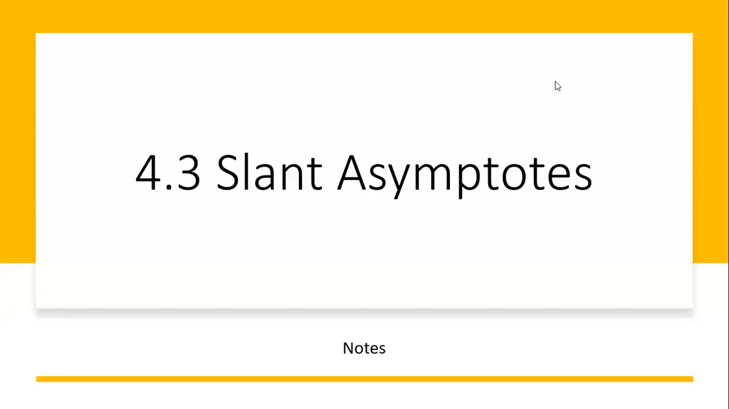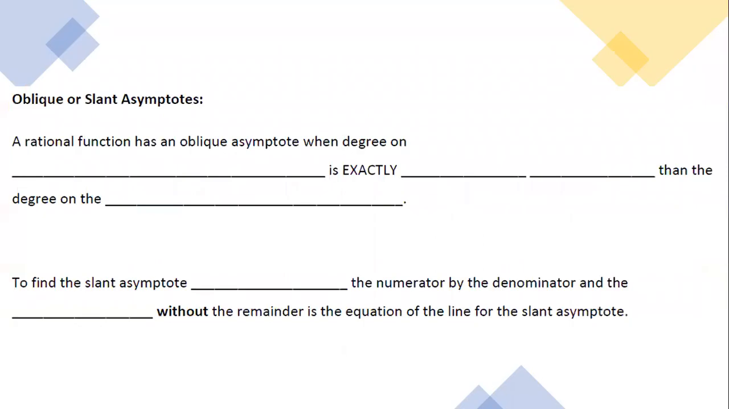All right, 4.3 slant asymptotes. We mentioned slant asymptotes in our 4.2 part 2 notes, and now we're going to dive a little deeper. All right, oblique or slant asymptotes, when do they happen?